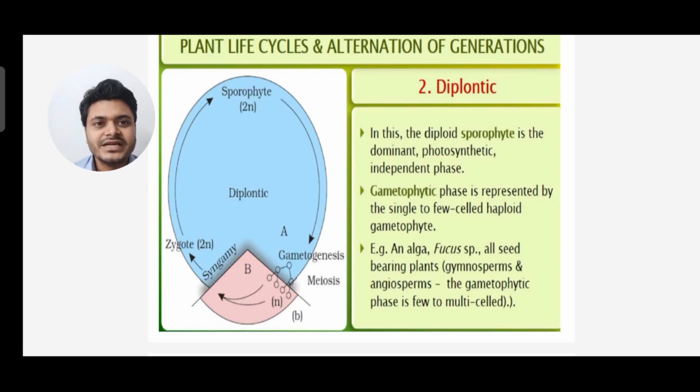After syngamy the zygote is produced, then the sporophyte develops, then meiosis, then gametogenesis. Only the gametes are haploid and the rest are diploid. So this is the diplontic life cycle.